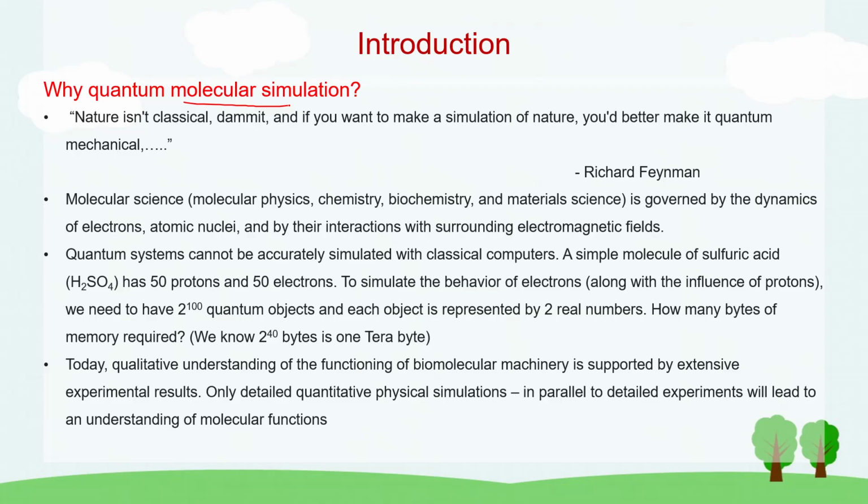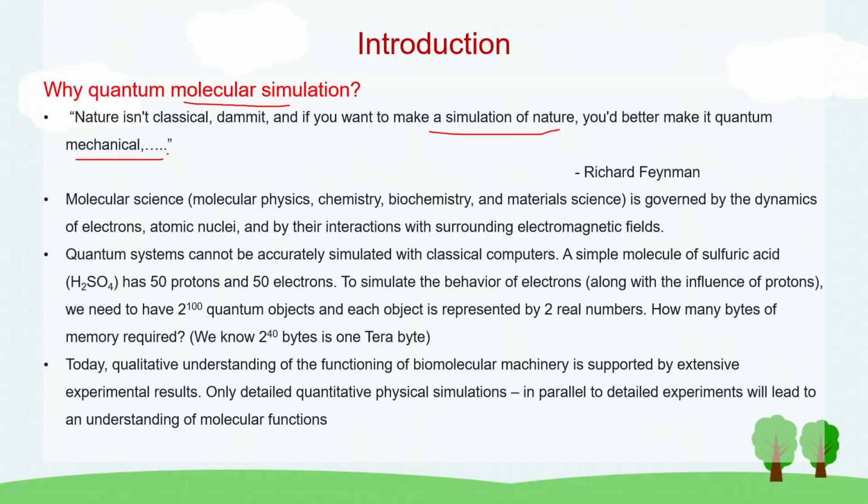The quantum computer exists today. It all started from the famous physicist Richard Feynman's statement that nature is not classical, damn it. If you want to make a simulation of nature, you'd better make it quantum mechanical. And that is the starting point for people to think about quantum computers. Later, of course, when Peter Shor and Grover came out with their algorithms, we saw a lot of advantages of quantum computers, but the original intention was to do molecular simulation.